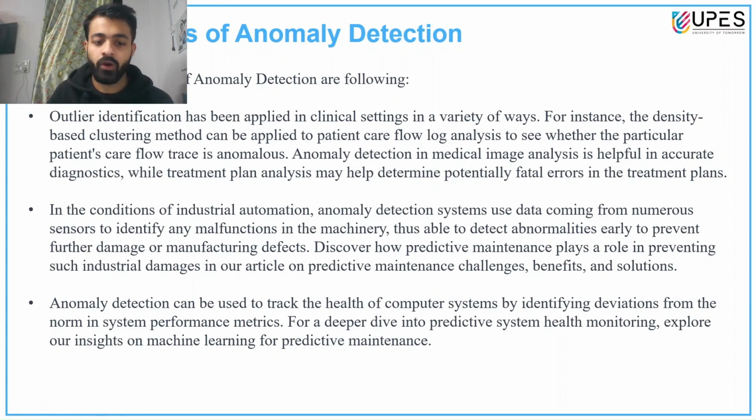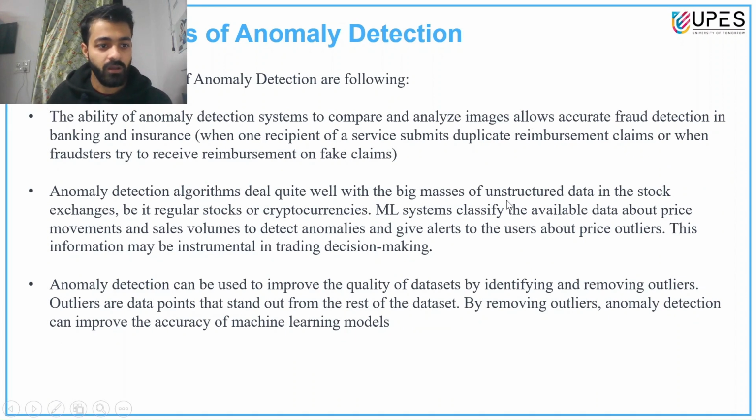Anomaly detection can also be used to track the health of computer systems by identifying deviations from the norm in system performance metrics. For a deeper dive into predictive system health monitoring, the ability of anomaly detection systems to compare and analyze images allows accurate fraud detection in banking and insurance.